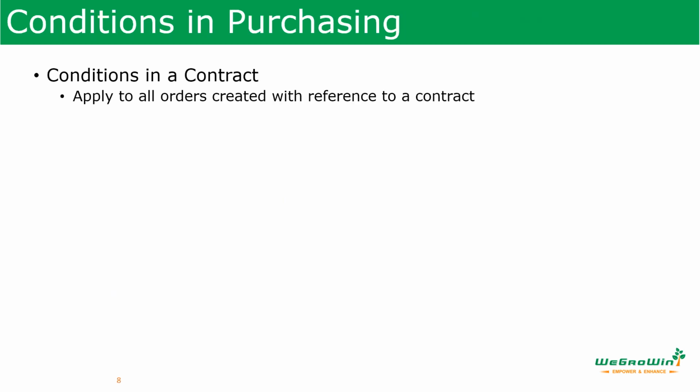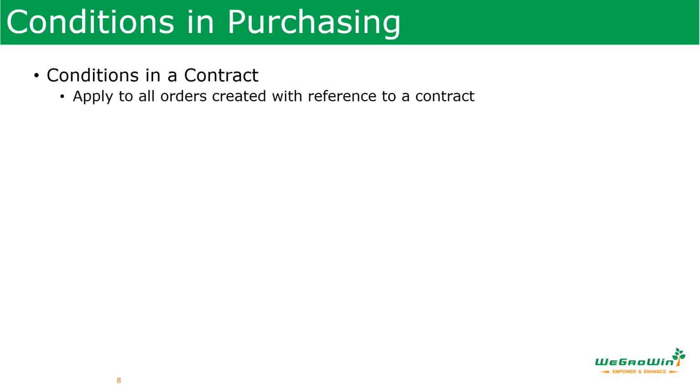So now let us discuss one important point, that is the conditions which are used in purchasing. This is used in purchasing info record and other processes also. So we are discussing this before going into the details of purchasing info record because this is one of the important parts in the creation of purchasing info record.